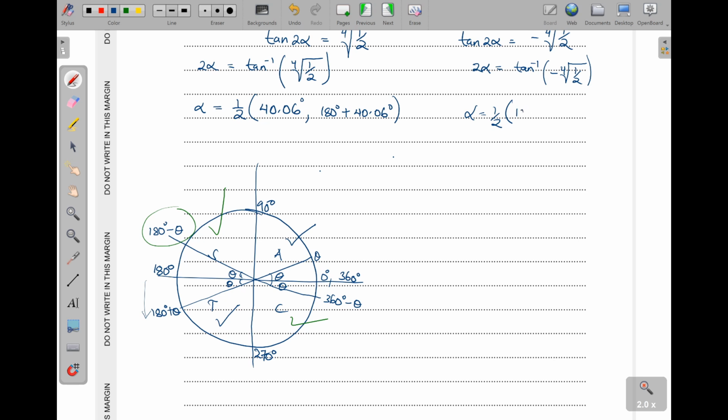So in the second quadrant, we say 180 minus that 40.06. And then in the fourth quadrant, it is 360 minus that 40.06. So when we come back to this, then we can divide all through by 2. So we can have 20.03. And then this other one here is going to give us 110.03. Then when you come to this one here, you will get 69.97.